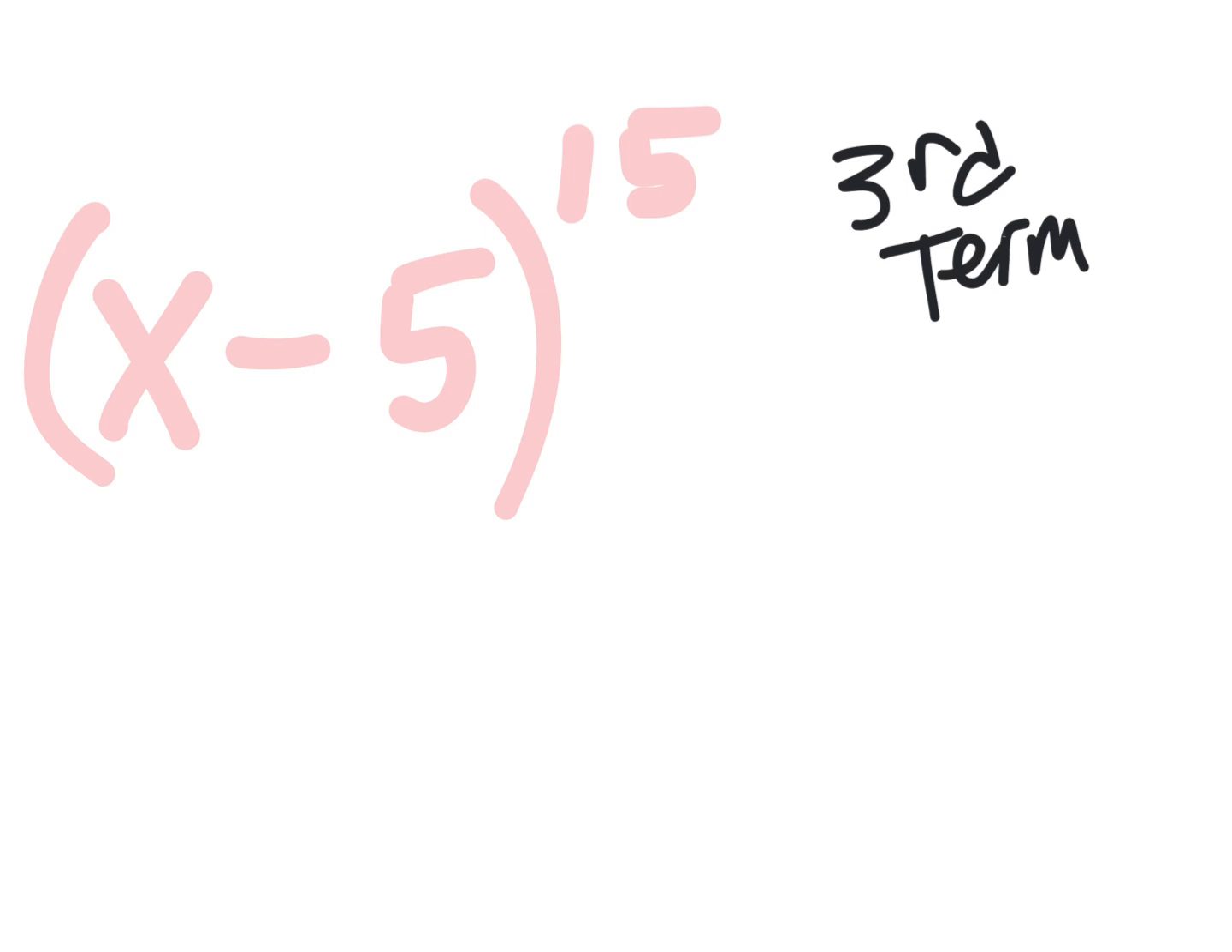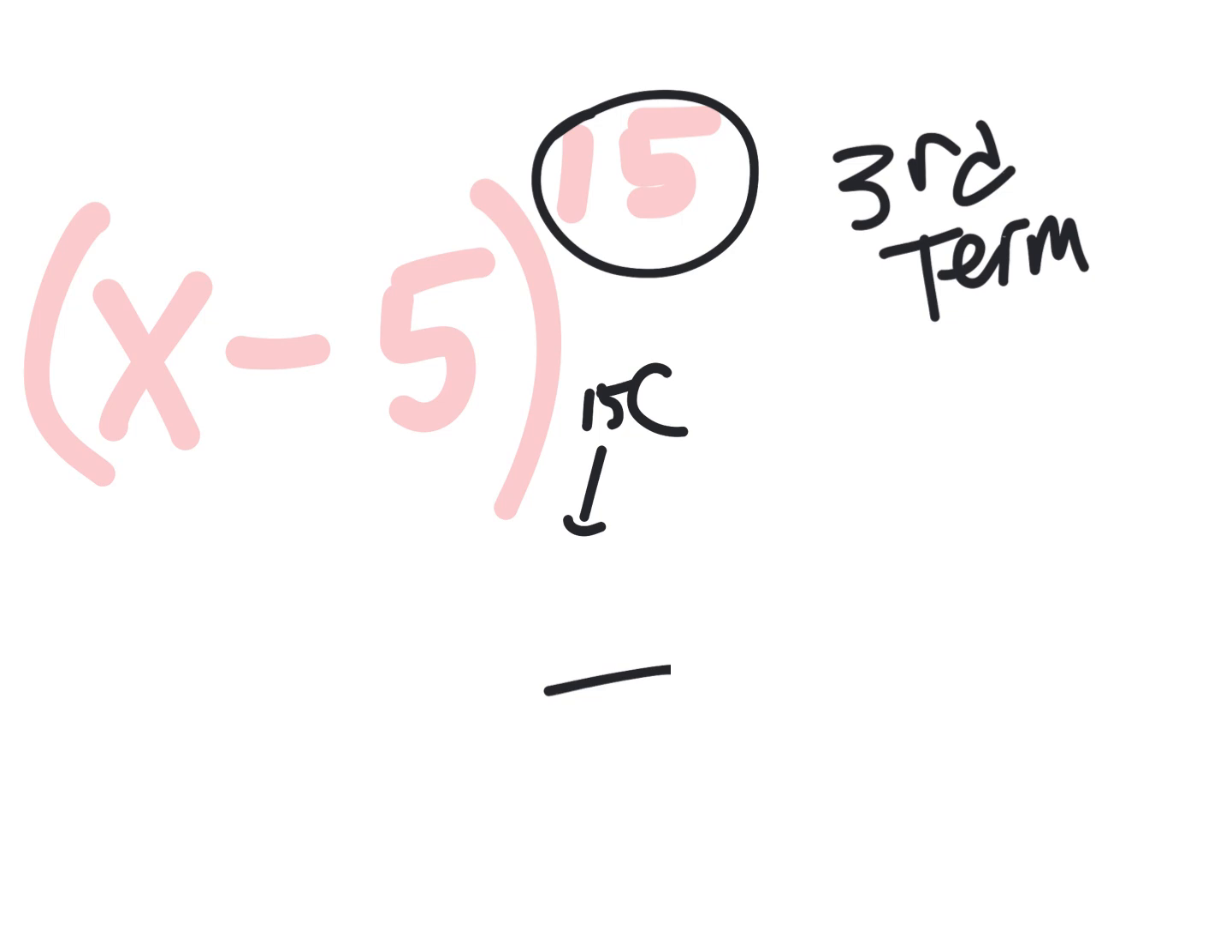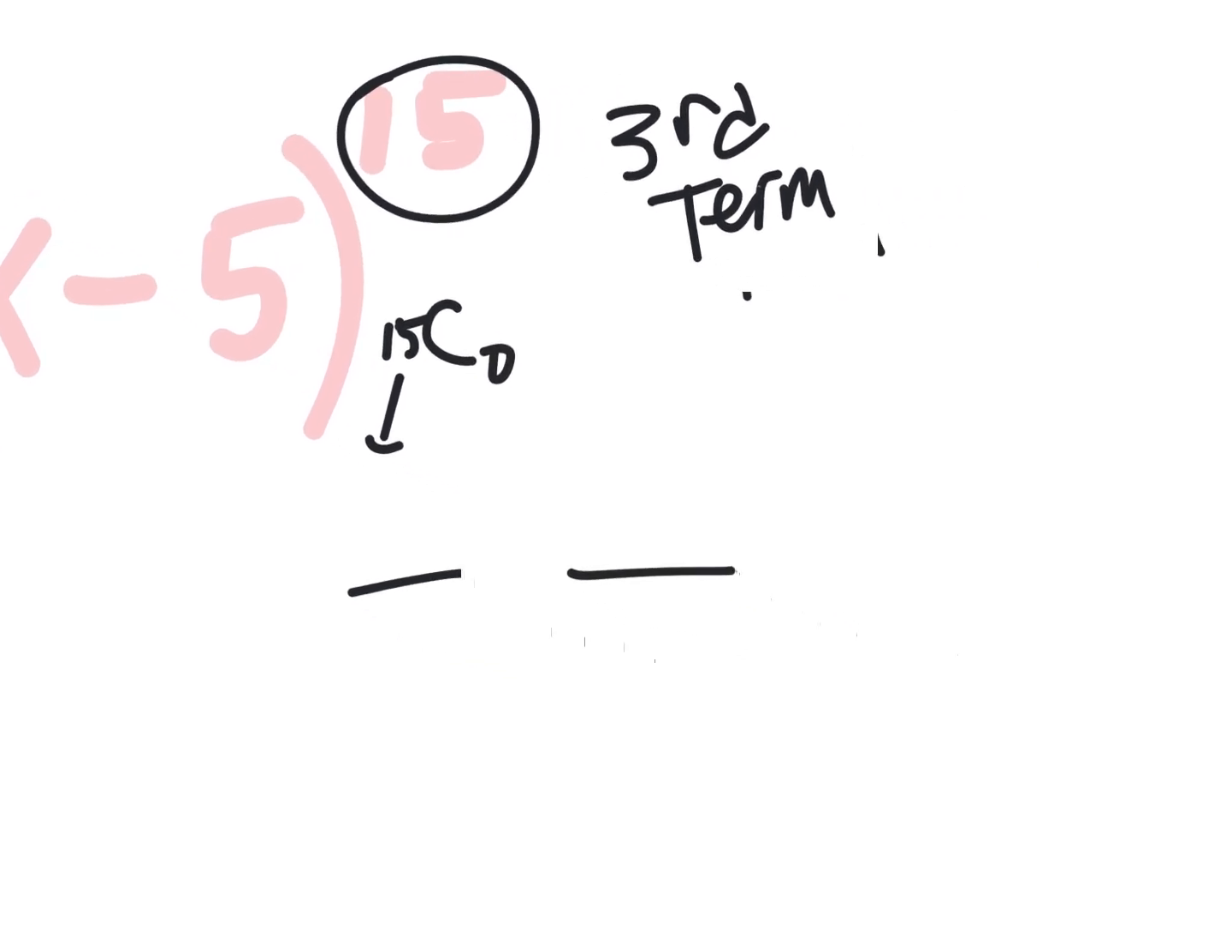Pause for a second, let me give this a try. The 3rd term. Well, first I'd figure out the 1st term, and at least part of it. Instead of binomial, definitely not going to use Pascal's triangle. I'm going to use C. So this would have been 15C0. The 2nd term would have been 15C1. And then the 3rd term, the key one, would have been 15C2.